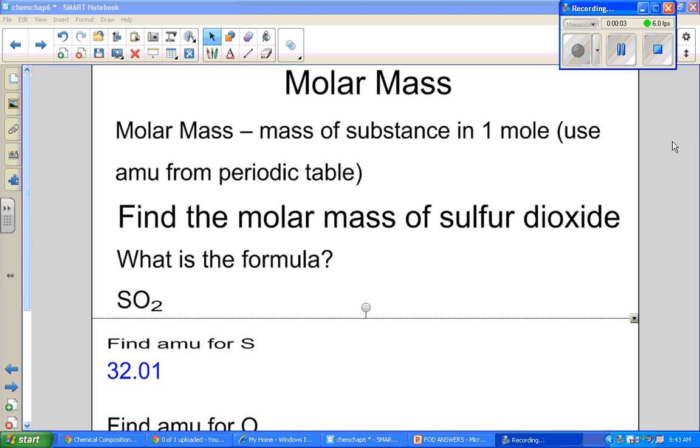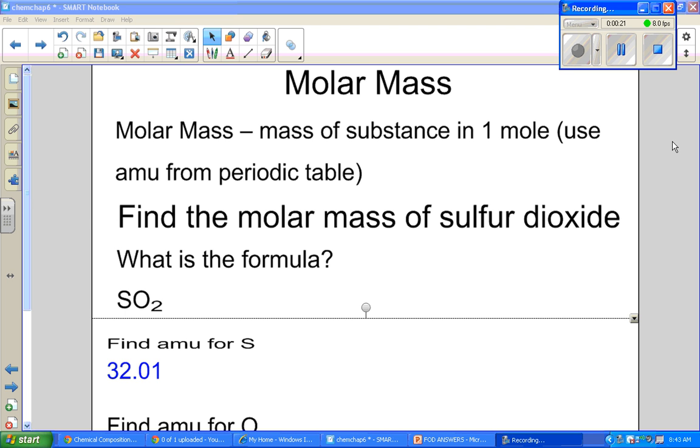Alright, today we're learning what is called molar mass. So there's that word mole. It's going to come back quite a bit now that you know what it is. But molar mass is referring to the mass of a substance in 1 mole. And you will use the AMU, or atomic mass unit, or mass number from the periodic table.